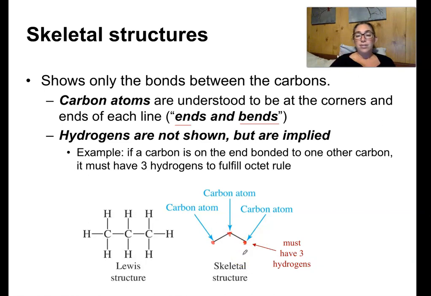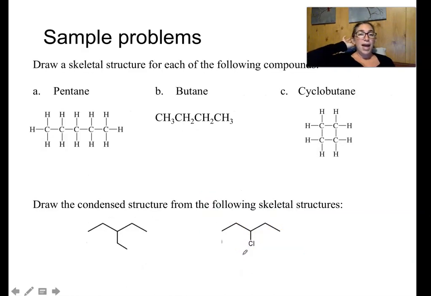All right, so let's practice some of these. Here we have some different compounds, some in Lewis structure and some in condensed structure, and we're going to draw them in skeletal structure. So let's start with pentane. We have 5 carbons in a row. So all we do is this. We draw a little ball for our carbon, connect it to the next carbon, 2, 3, 4, 5. And that's pentane in skeletal structure. Easy peasy. It's just 5 balls with 4 lines connecting them.